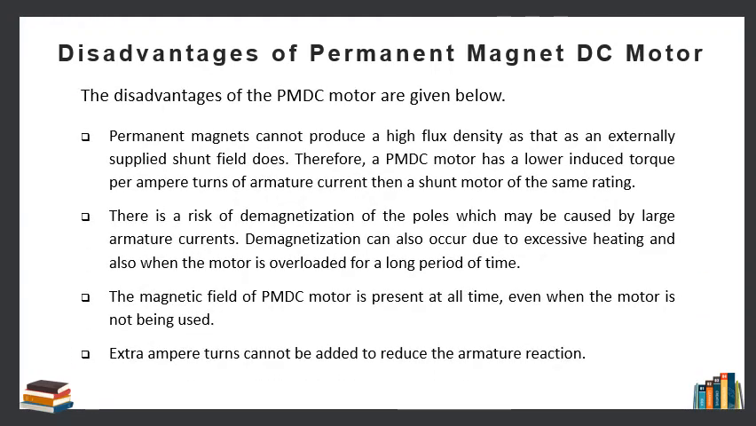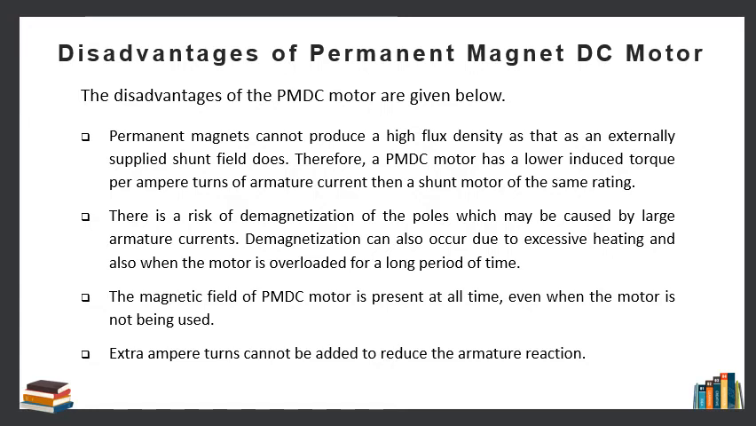Now there are some disadvantages or drawbacks of permanent magnet DC motor. Permanent magnets cannot produce a high flux density as an externally supplied shunt field does. Therefore, a permanent magnet DC motor has a lower induced torque per ampere turns of armature current than a shunt motor of the same rating.